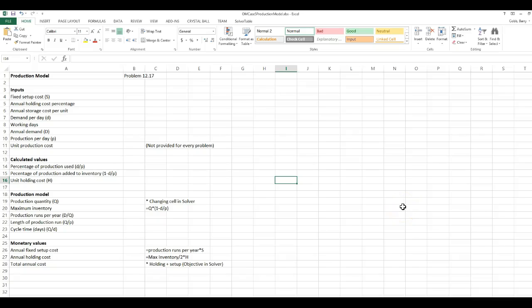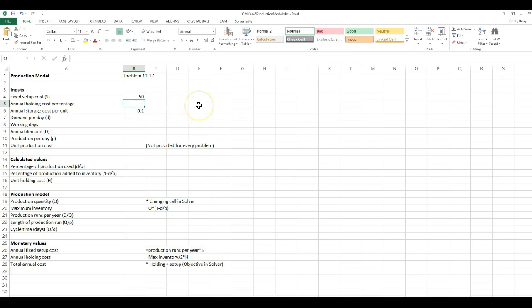This video will discuss the use of the production model in Excel to determine the best production quantity on each production run. The example is problem 12-17 from the textbook. In this example, they have a fixed cost of setting up their production line of $50, and the holding cost per light per year is 10 cents.